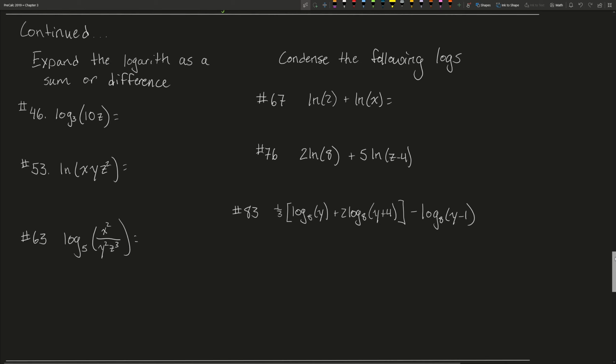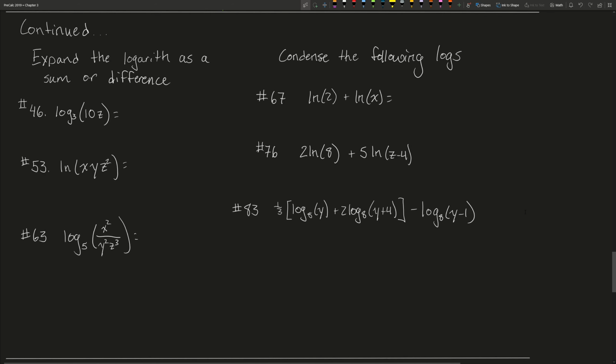Again, these are at the end of 3.3. This problem set says to expand the logarithm as a sum or difference. So number 46, log base 3 of 10 times z, we can rewrite as the sum of two logs. So we can rewrite as the sum of log base 3 of 10 plus log base 3 of z.